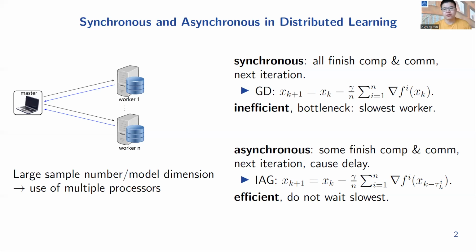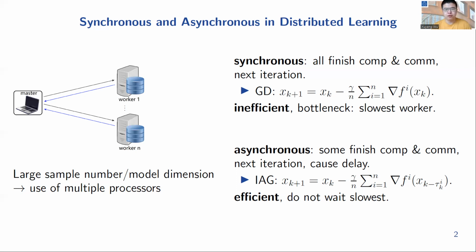In synchronous update, only if all the workers finish their computation and communication, the master will update the model and go to the next iteration. One example is gradient descent, where each worker i computes the gradient of f_i based on the current model x_k, and the master aggregates all the gradients to update the model. This is usually inefficient because the update speed is determined by the slowest worker.